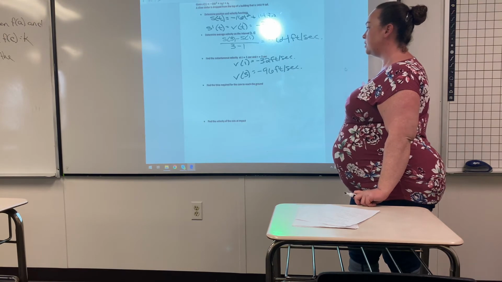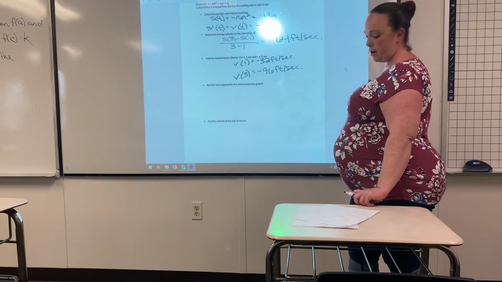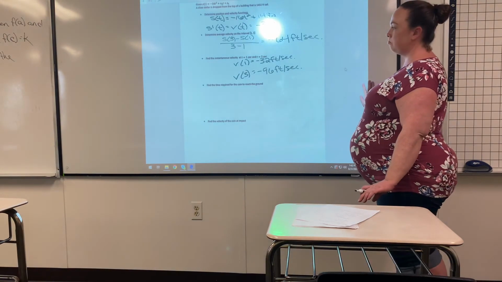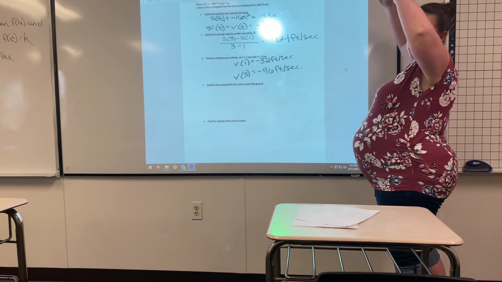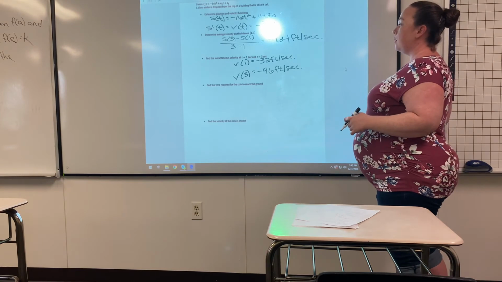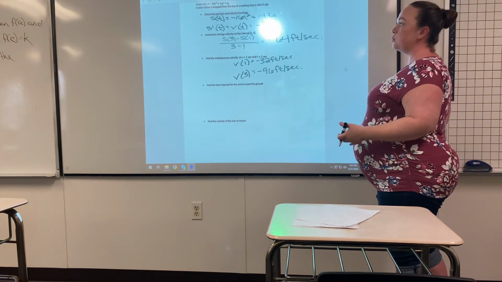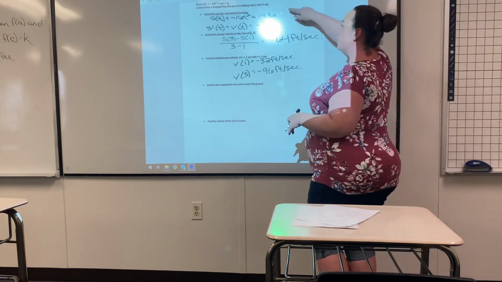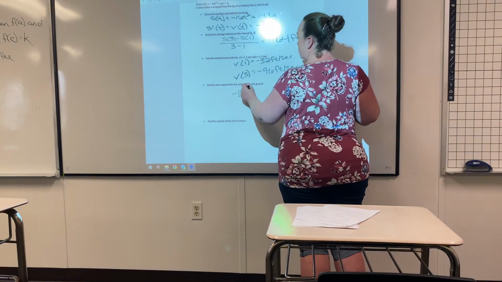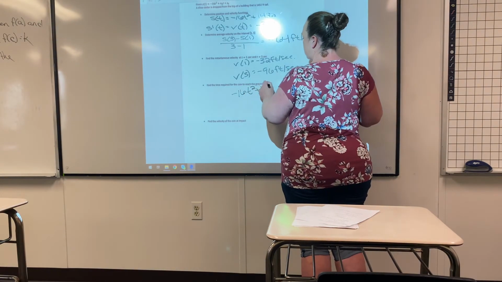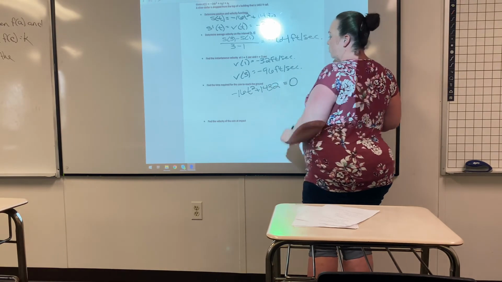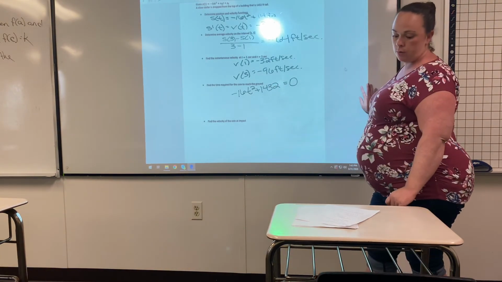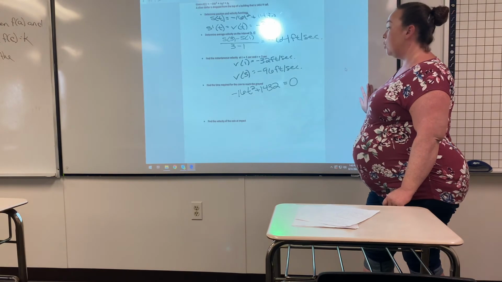Next one, it says find the time required for the coin to reach the ground. So if you're at the top of the building, you want the coin to reach the ground, that means you want its position to be 0. So you want to set your position function equal to 0 and go through and solve for t.